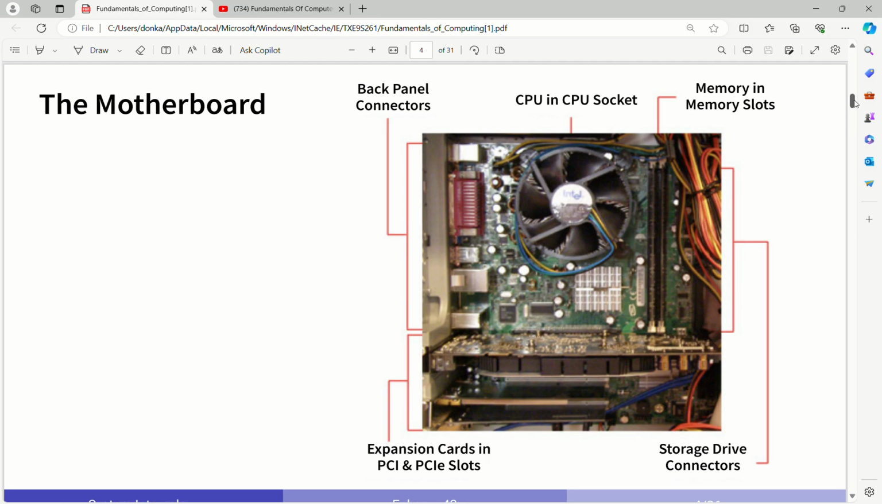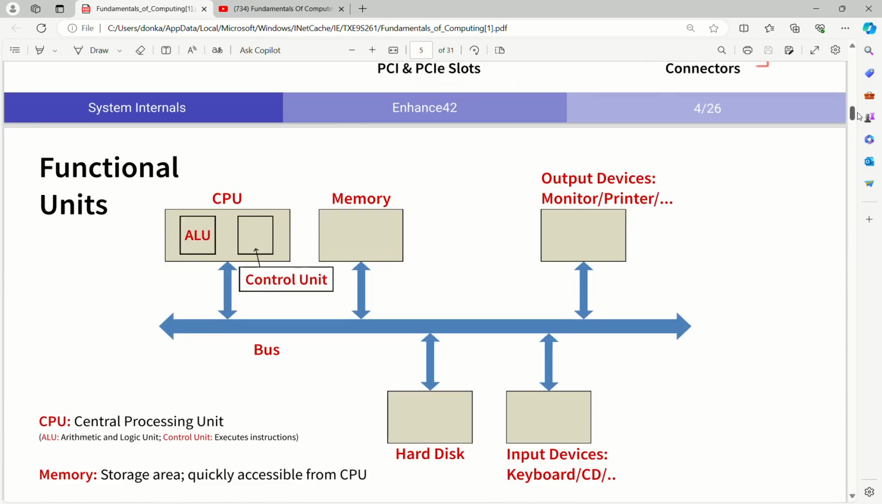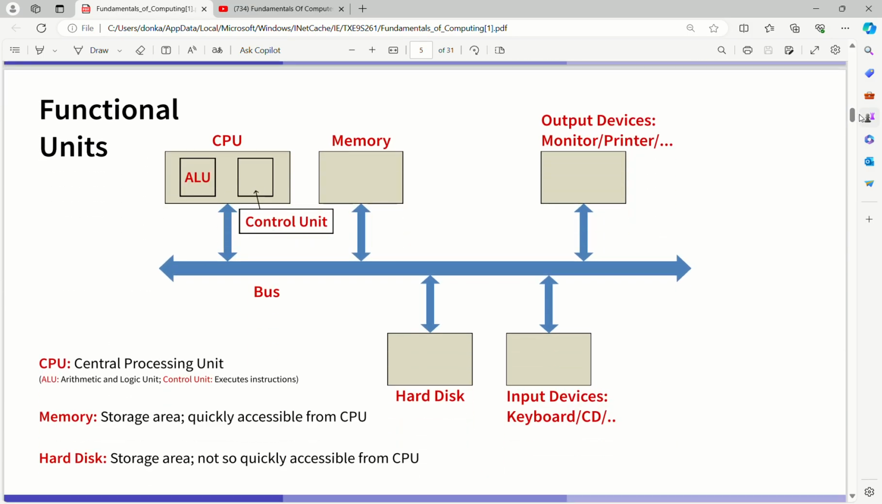And next we will go to the functional units. In these functional units there are CPU, memory, output devices, input devices and also hard disk, and it is a bus component. CPU means central processing unit. In this CPU there are ALU and CU. ALU means arithmetic logic unit, and CU means control unit. The function of control unit is it executes instructions.